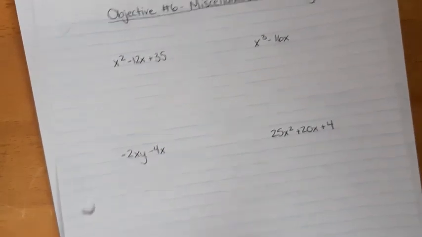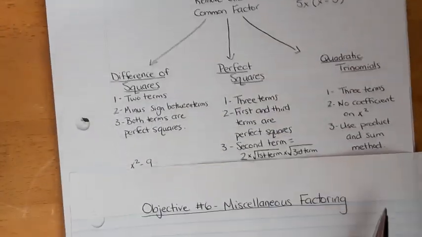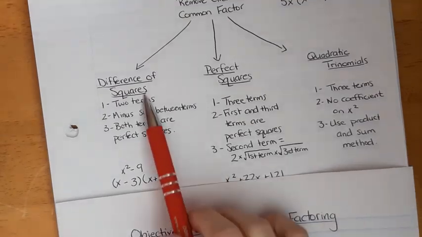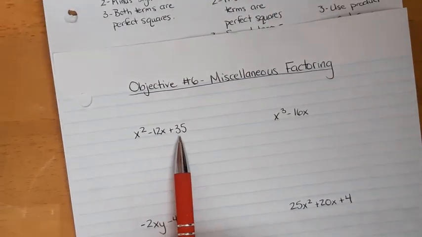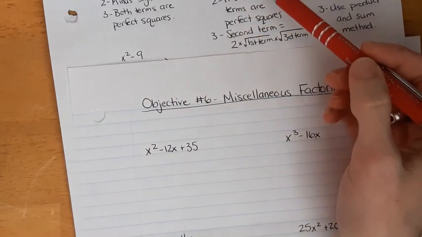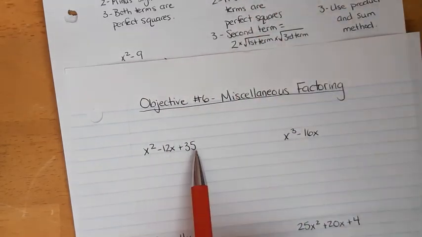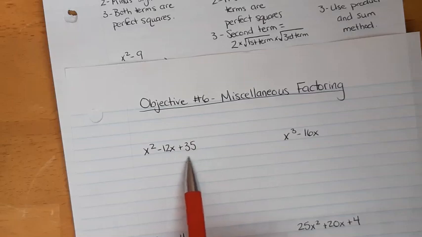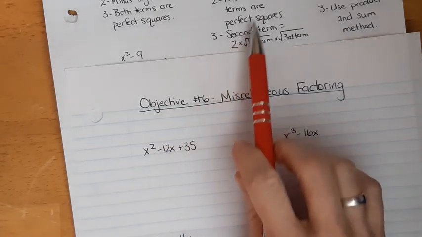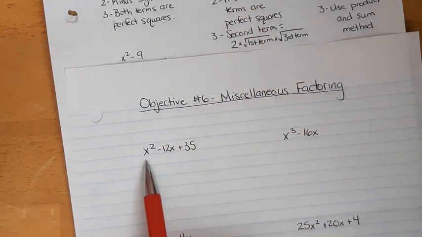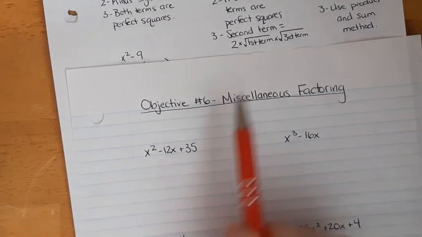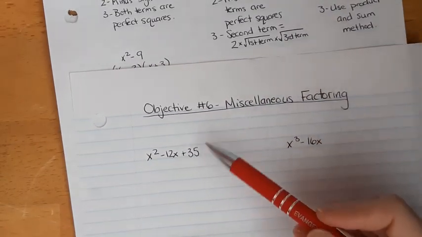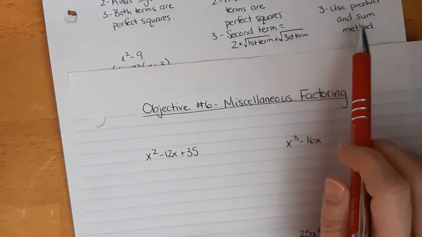So once we deal with the common factor question, then we jump to the second half of the flowchart. Is it a difference of squares? It is clearly not a difference of squares because we have three terms. Is it a perfect square? It is clearly not a perfect square because 35 is not a perfect square, and to be a perfect square, the first and the third terms have to be squares. So that leaves us with quadratic trinomials. So once you identify it, then you know how to factor it.